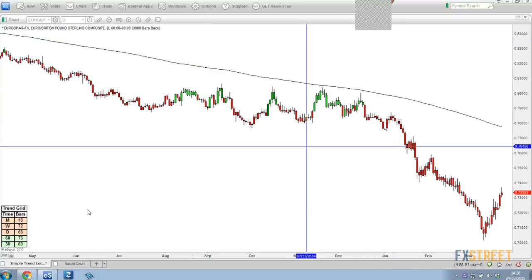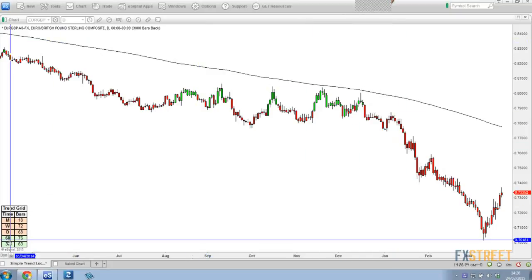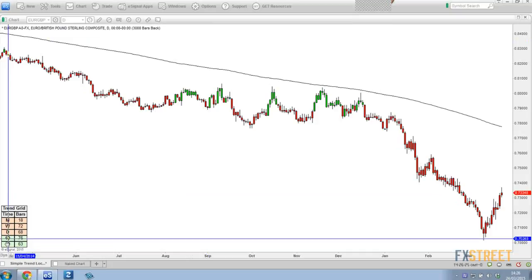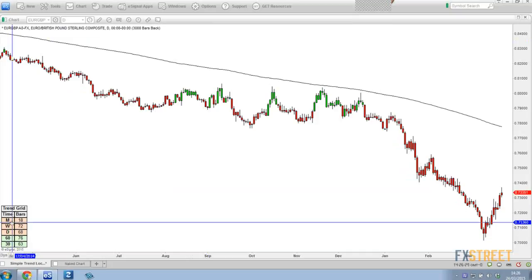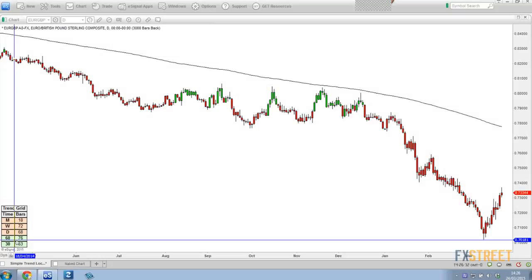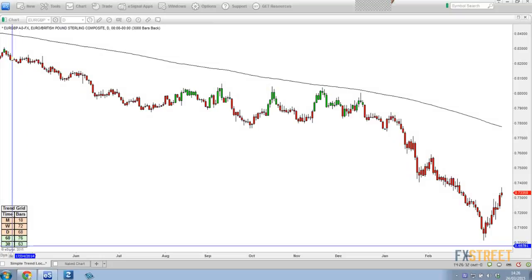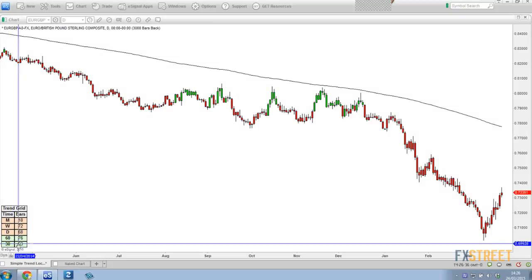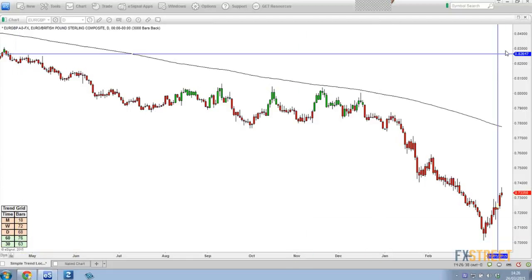Why do you look at the 60 and 30? I don't look at the 60 and 30. I've just got that up here for visual purposes. I know some of you guys are looking at this trend grid, monthly, weekly, daily, 60 and 30. I don't look at the 60 and 30. I've just got that up here as a visual purpose. Okay. Thank you.